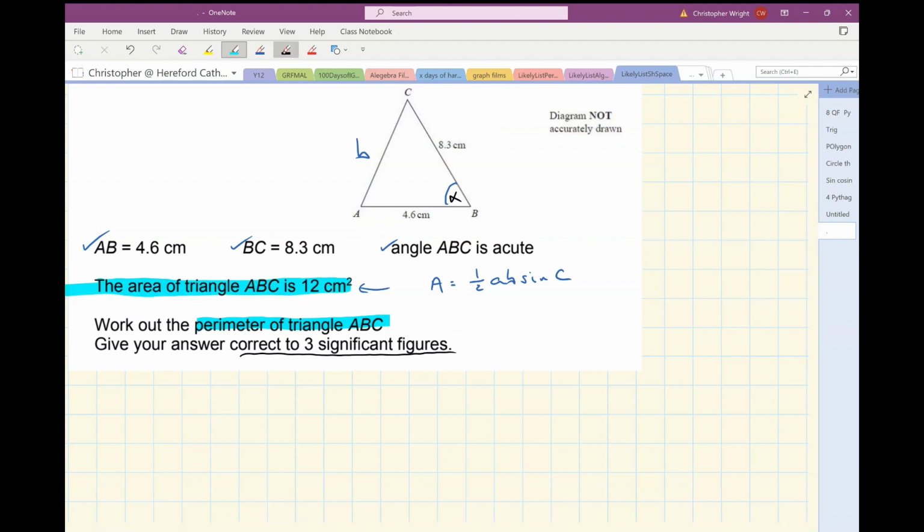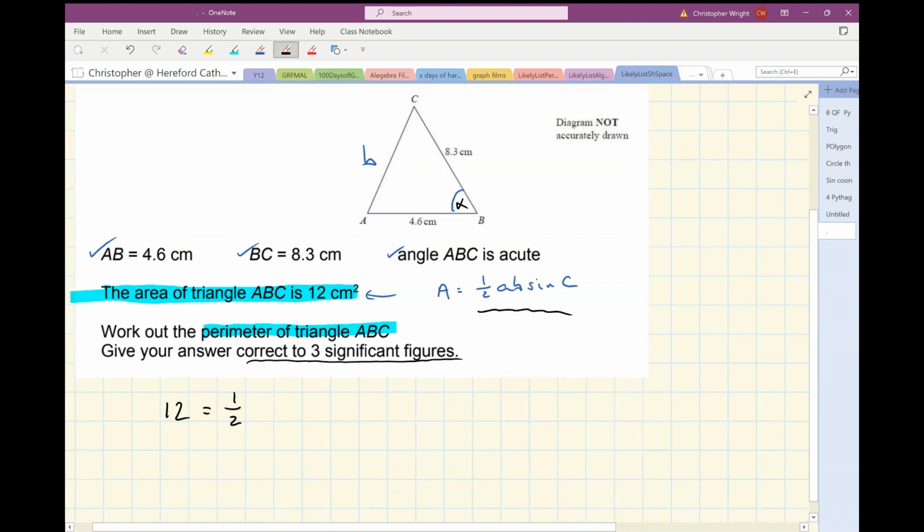The area of the triangle is 12 square centimetres. So 12 is going to equal, looking at this formula, a half times these two side lengths multiplied by sine the angle in between those two sides. So half times 8.3 multiplied by 4.6 multiplied by sine the angle, I don't know, sine alpha. Okay, well here's an equation I can solve to find alpha. So 12 is going to be a half times 4.6 times 8.3, 19.09 multiplied by sine alpha.